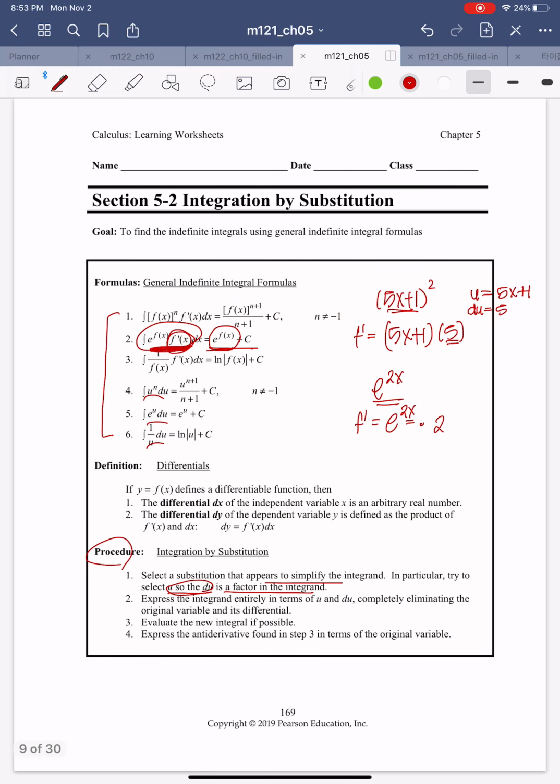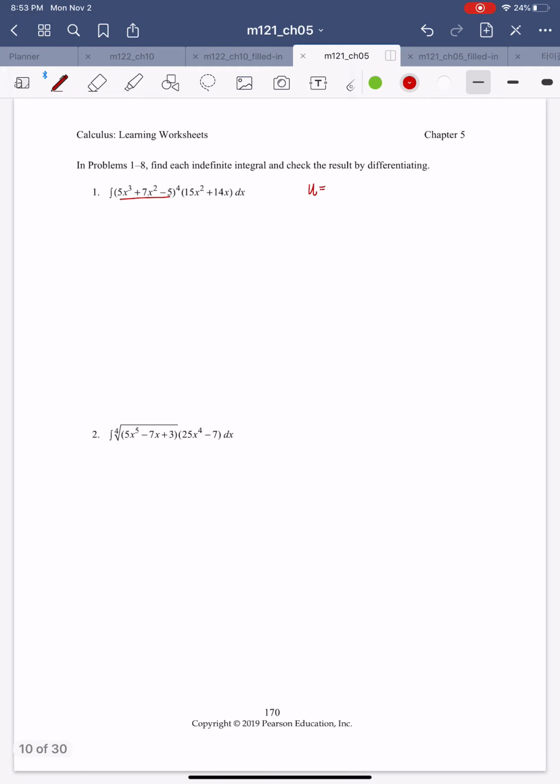So I think of it as chain rule. Remember the chain rule? This part here inside of some function, right? So that's normally how I select the u. I want to select something looking like a chain rule and the inside of the function to be my u. So I see some kind of a chain thing going on. Whole thing raised to the 4. So I'm going to let this be u: 5x cubed plus 7x squared minus 5.